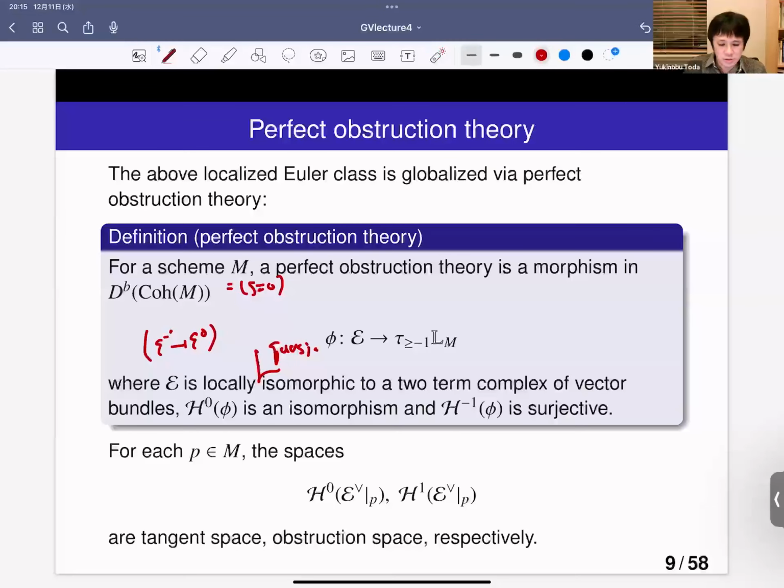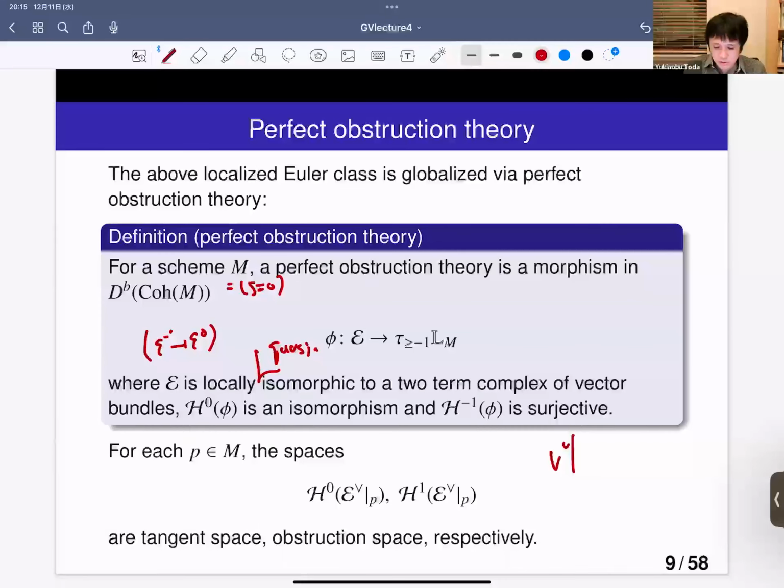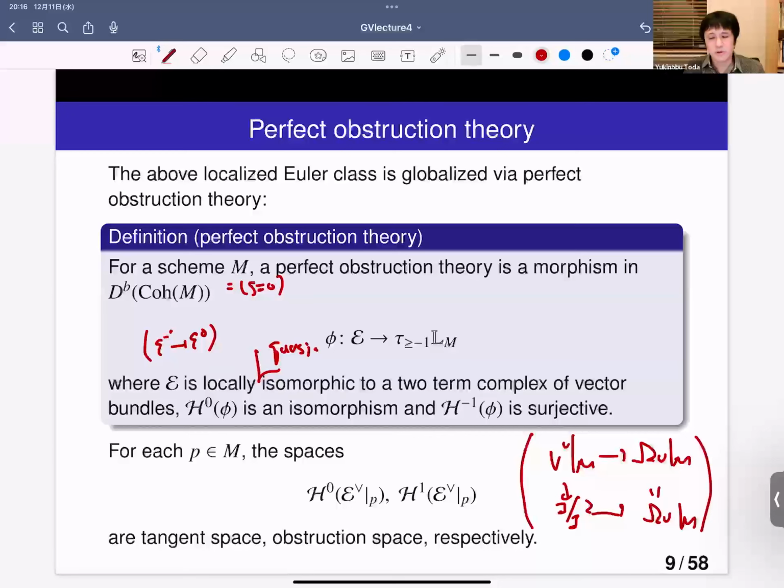In fact, such a perfect obstruction theory can be shown to be equivalent to this kind of diagram, which appeared before. So this is an example of a perfect obstruction theory, and in fact every perfect obstruction theory can locally be of this form. This map is surjective, so H inverse of phi is surjective, and H0 of phi is an isomorphism because the zeroth term is the same.